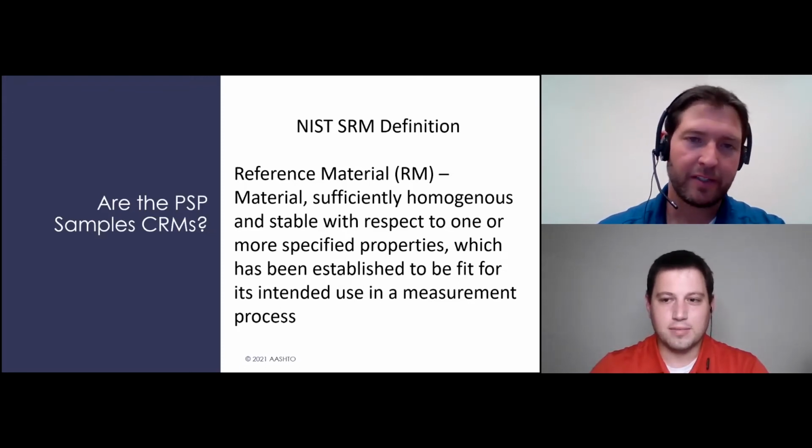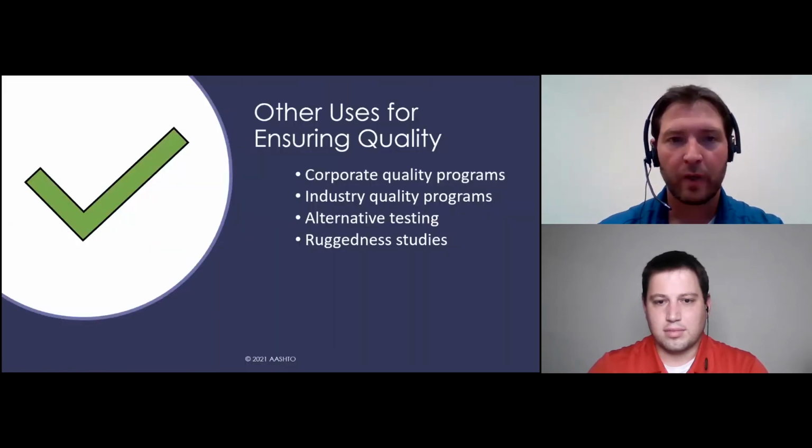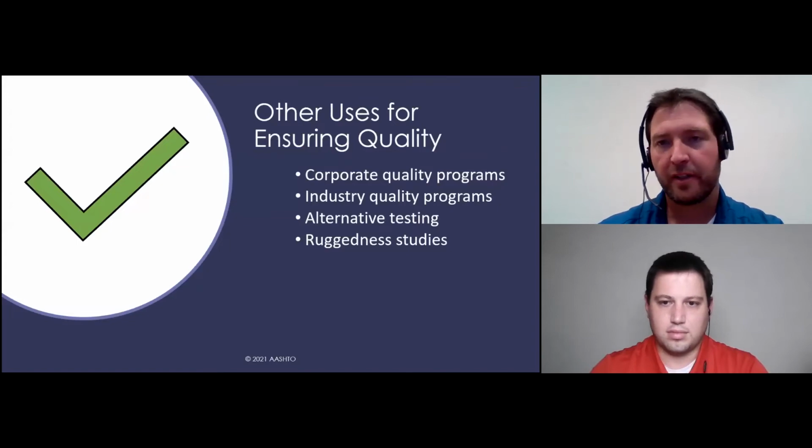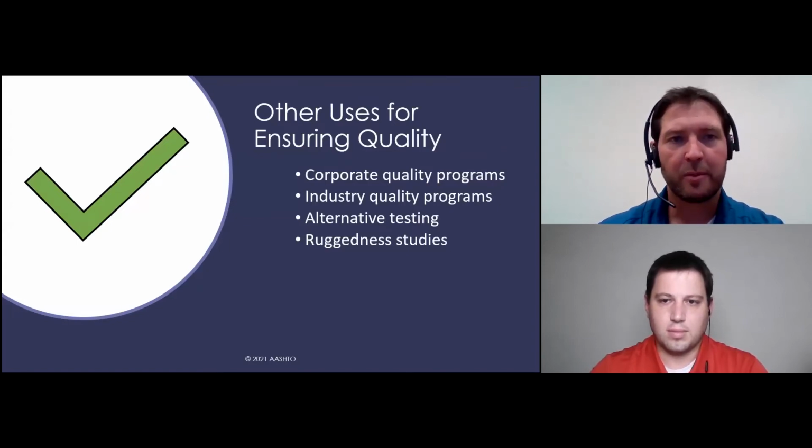But like I said, you can also consider that material as a reference material if you would like, and use it for some of these things with your equipment or your technician training, and verify how things are working out. Then we have some other uses for ensuring quality within the industry, and that would fall under the corporate quality programs, industry quality programs, some alternative testing, and also ruggedness studies. So I'm going to just briefly touch on some of these items.